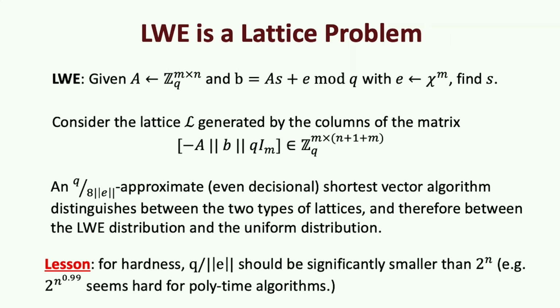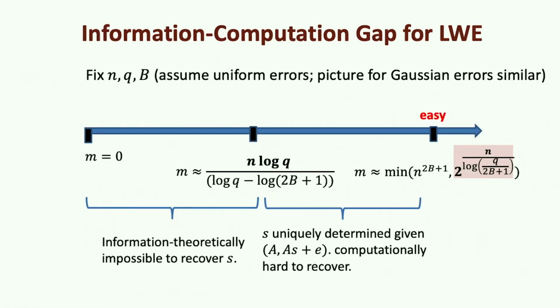But to the best of our knowledge, if I set this ratio to be 2 to the n to the 0.99, there is no polynomial time algorithm that solves the problem. And people actually take this quite literally. There's a NIST competition to standardize lattice-based cryptosystems, and they really want to push the limit to what is known to be easy, leaving a little bit of margin. Good. So those are the 2 lessons, and that gives you the second number on the right.